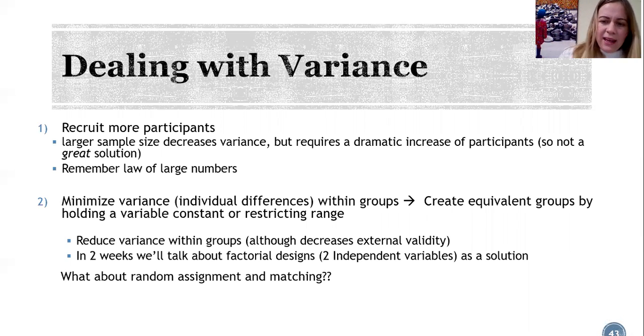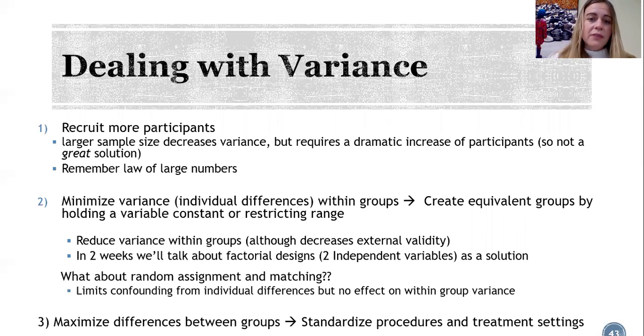What about random assignment and matching? We talked about that as ways that we can create equivalent groups. Does that help with our problem of large individual differences within each group? Well, no, not really, because with random assignment and by matching, having similar numbers of people with high IQ, low IQ in each group, our groups are equivalent, but we've still got that problem of a large variation within each group. So this isn't a solution to minimizing the variance within each group.